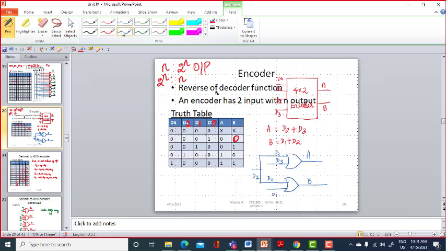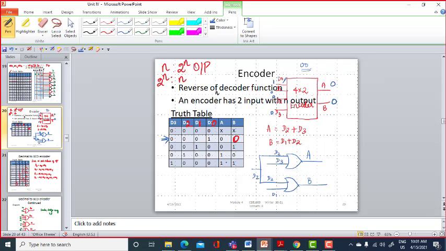So, look here, and these are the inputs from D0, D1, D2, D3. If my input combination is this, namely 0 0 0 1, so D0 is 1. What is this? Now your minterm is available at the input, because it's the reverse of the decoder function. So, D0, it is 0 0. So, output will be 0 0.